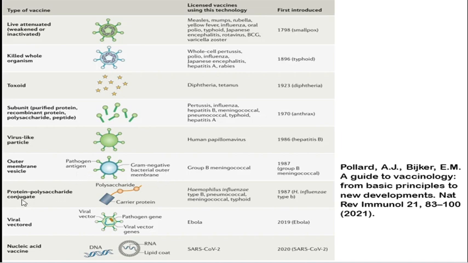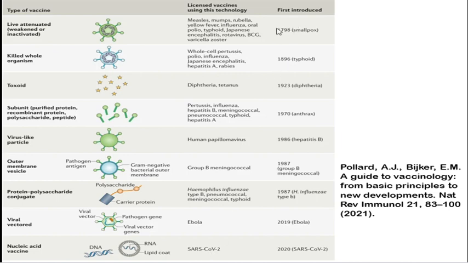Next is protein polysaccharide conjugate. The examples include Haemophilus influenzae type B, and typhoid, pneumococcal, meningococcal. Next is viral vector vaccine, which includes Ebola, where they take a viral vector. At the same time, they employ the viral vector and incorporate a pathogen gene from Ebola. Okay. Next is nucleic acid vaccine, whose example is the COVID vaccine, which is an mRNA vaccine.